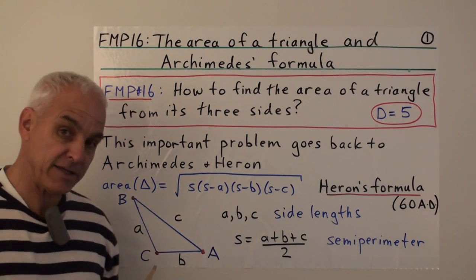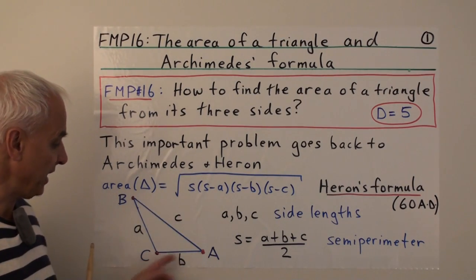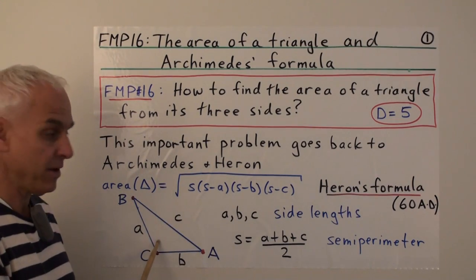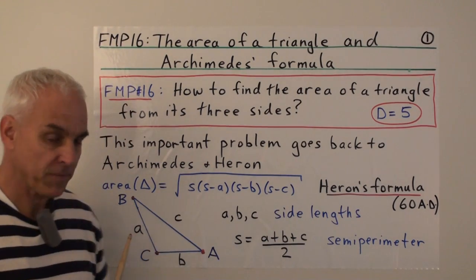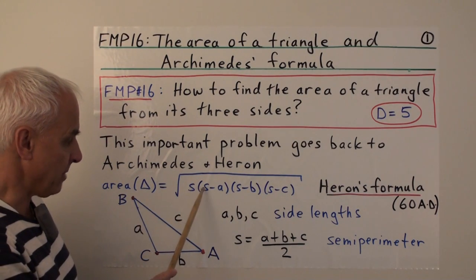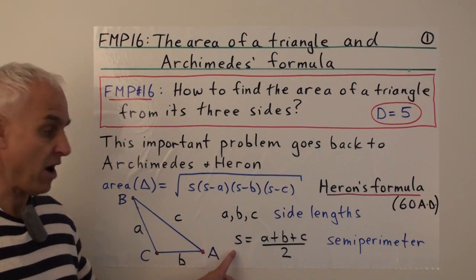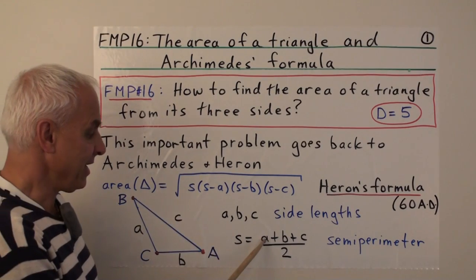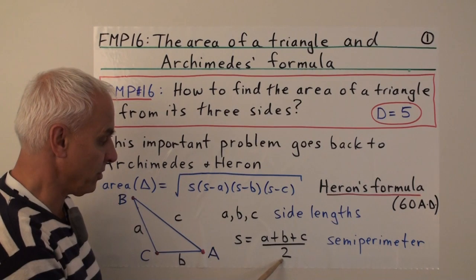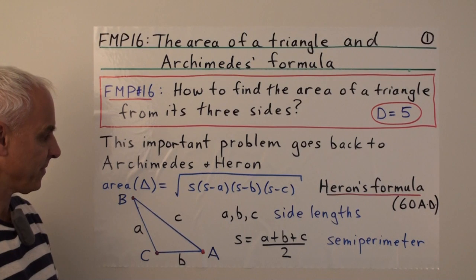with side lengths, little a, little b, and little c, so these are the lengths or the distances between the vertices, then the area of this triangle is given by this formula right here. It's the square root of s times s minus a times s minus b times s minus c, where s, often called the semi-perimeter, is the sum of the three side lengths divided by 2, so the average or halfway around the triangle.